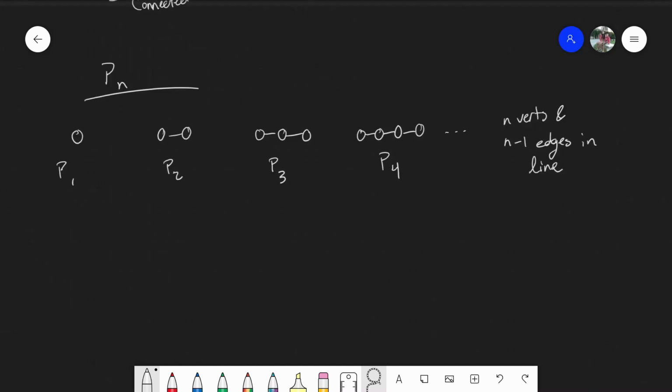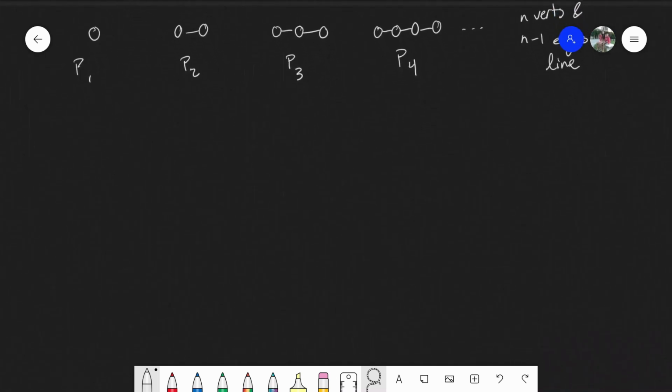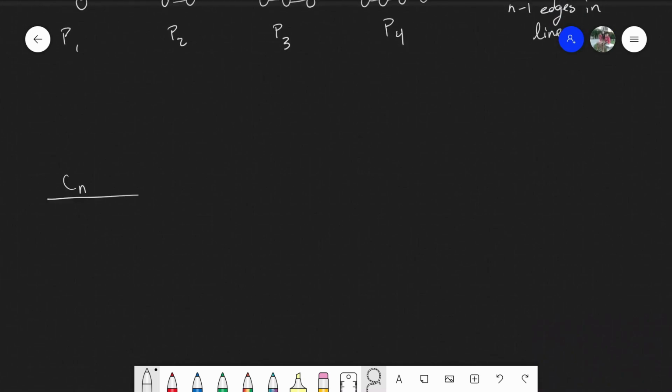And the second graph I want to go over is the cycle graph, usually denoted by Cn. So the cycle graph basically forms a cycle of n vertices and n edges. For C1, that's simply a vertex connected to itself with a loop. For C2, that's two vertices connected in a loop. For C3, that's three vertices connected in a loop, also known as a triangle. In C4, the vertices are connected in a square, and so on.